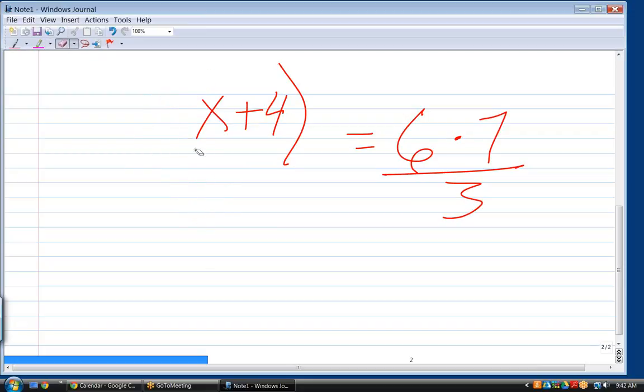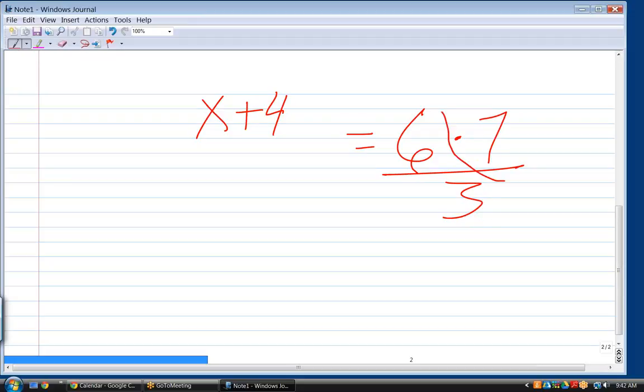Notice I haven't had to deal with a big number yet. Biggest number I've had to deal with is 7. Okay. Now, on the right side, I don't need to multiply 6 times 7 and divide it by 3. I want to reduce this first. So how do I reduce this? Make the 6 3 and the 3. Almost. Make the 6 2.